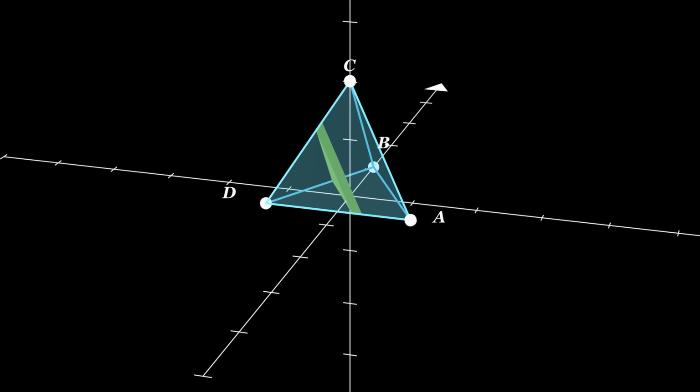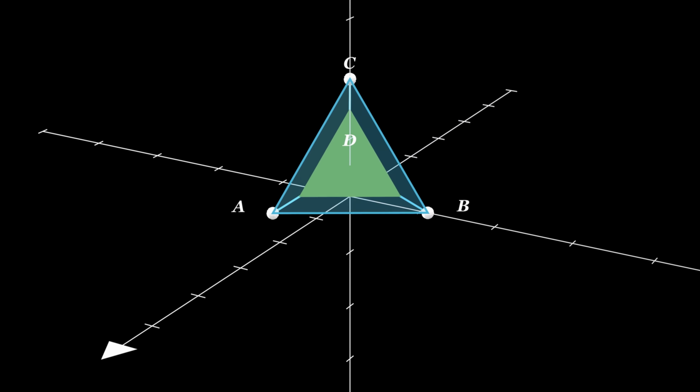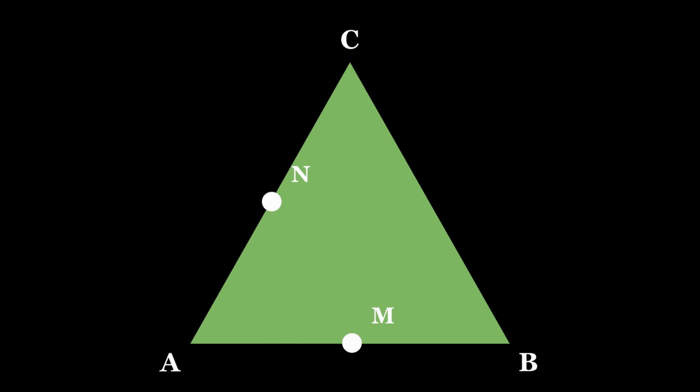Here, the tetrahedron maps to a triangle, and the planes map to lines. So now the question becomes: an equilateral triangle ABC with M and N being distinct points on the lines AB and AC. Prove that the segments MN, BN, and CM are the sides of a triangle. Now the question is much easier to understand, but it's still hard to solve. How do you prove that a triangle can be formed?